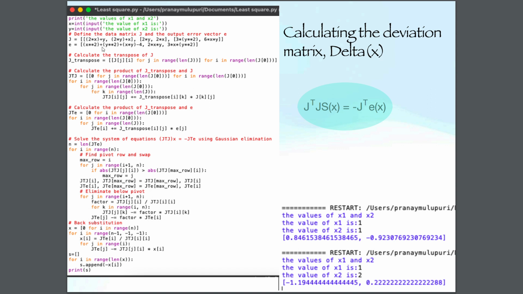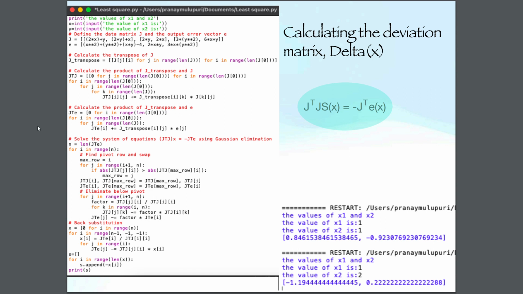Our aim here is to calculate this deviation matrix, delta x. What delta x tells us is how much the response we are obtaining is deviating from the response we desire. This difference can be calculated using this deviation matrix.